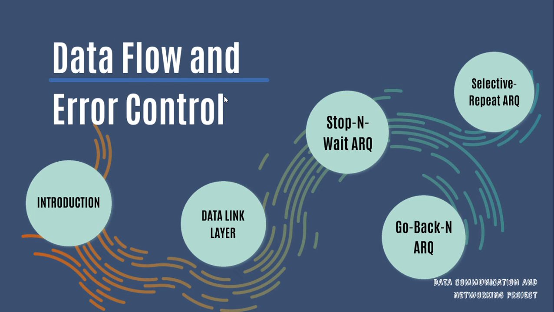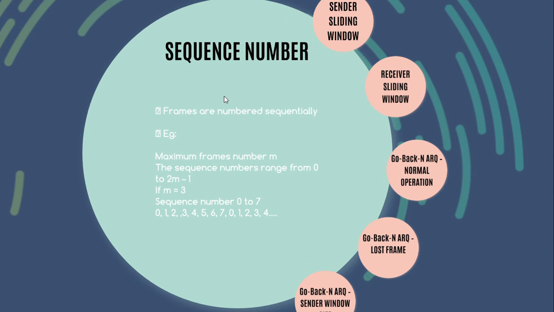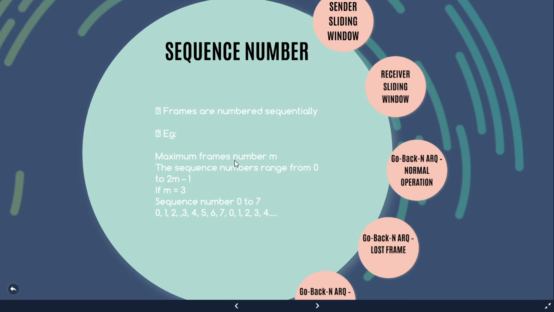So the next is Go-Back-N ARQ. Okay, frames are numbered sequentially. For example, with maximum frame number m, the sequence numbers range from 0 to 2^m minus 1. If m equals 3, the sequence number is 0 to 7. So it will be 0, 1, 2, 3, 4, 5, 6, 7, and back to 0, 1, 2, 3, 4, and so on.